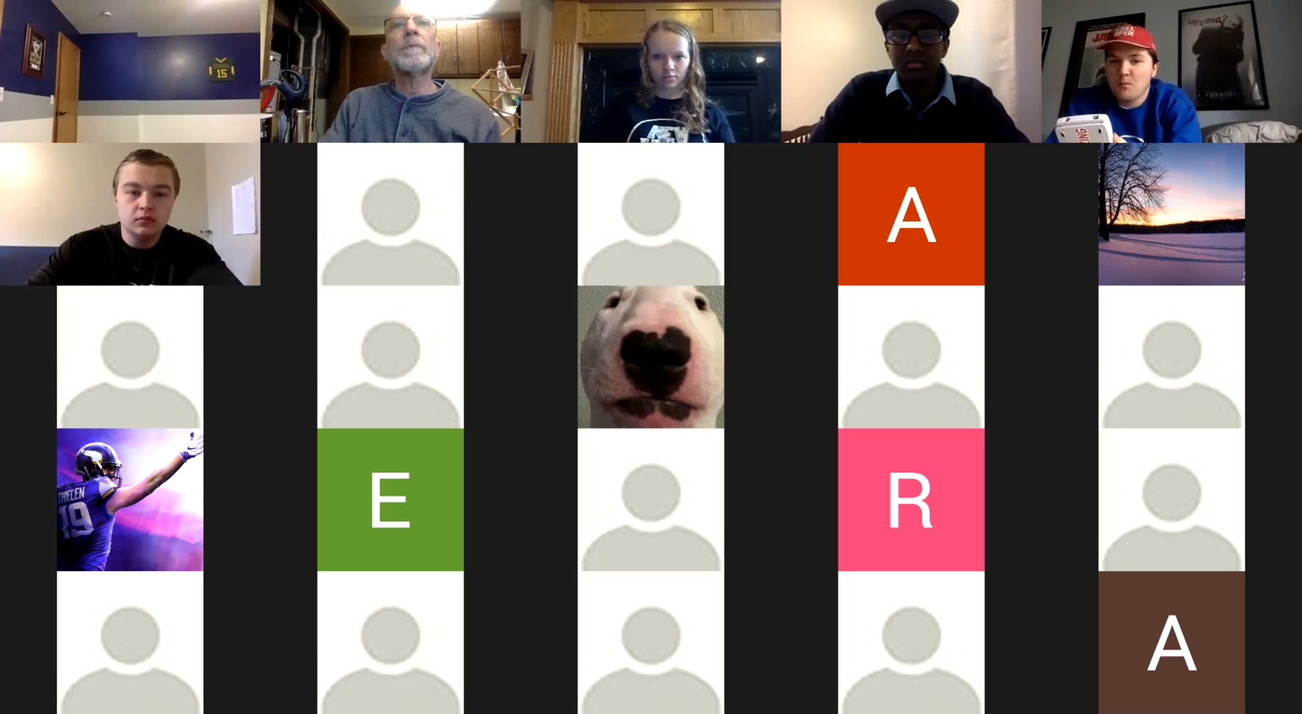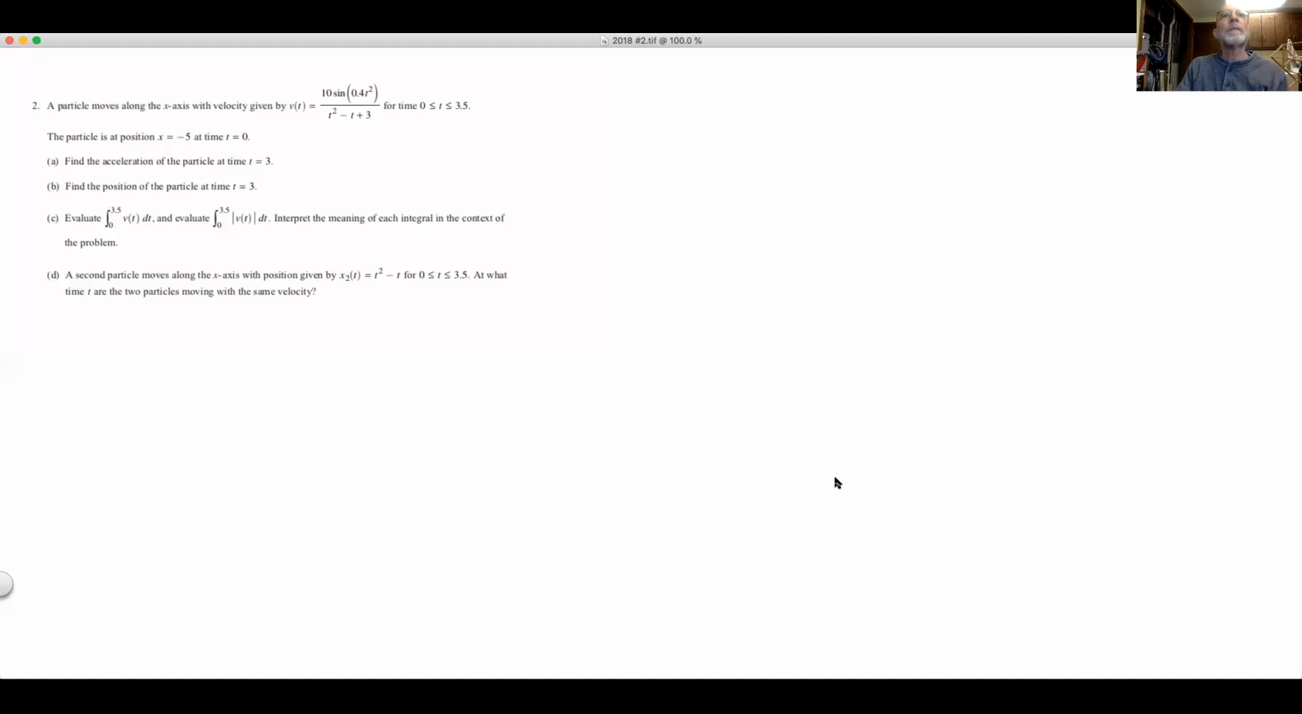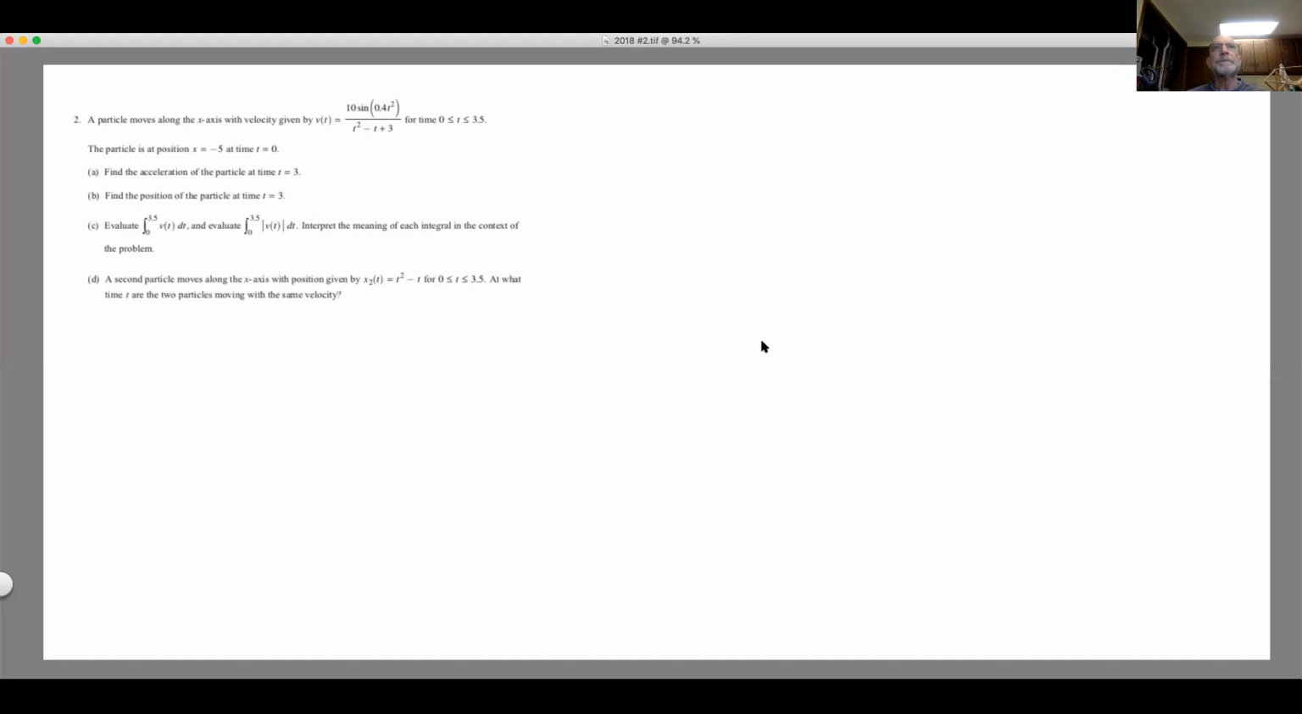And I'm going to go back to the problem. And so there's my problem. And the first question is, find the acceleration of the particle at t = 3. Oh, it also tells you this. So on the x-axis, remember that particle's moving along the x-axis. At time 0, it's at a -5.